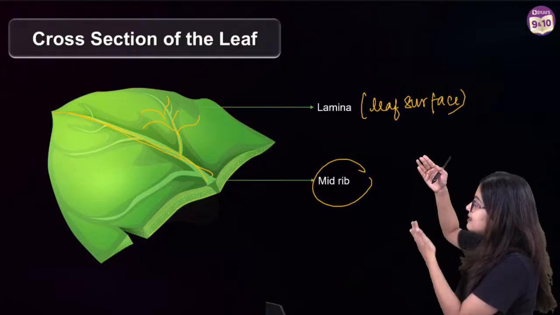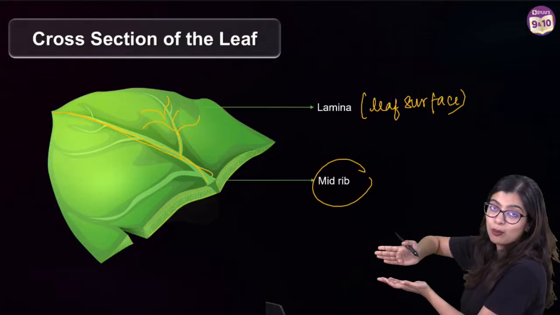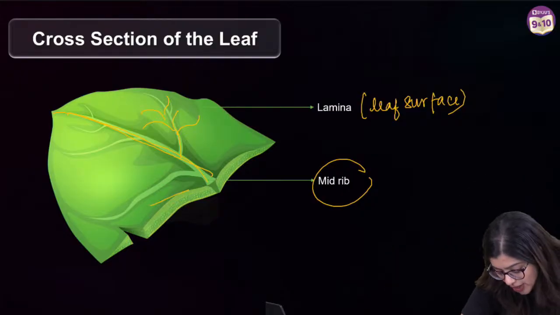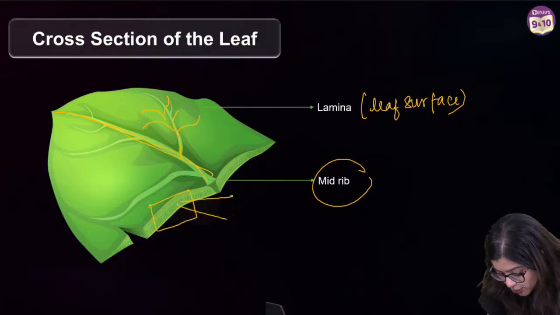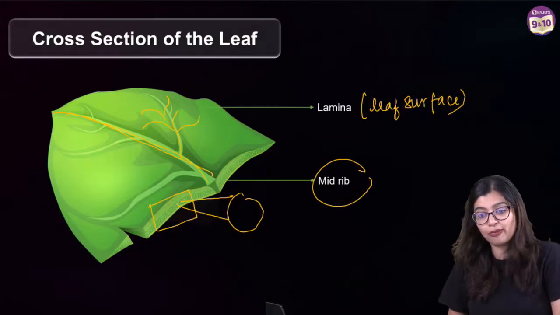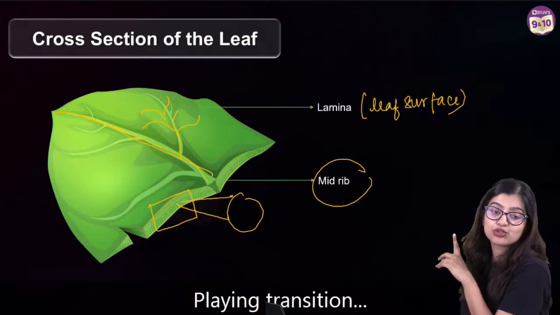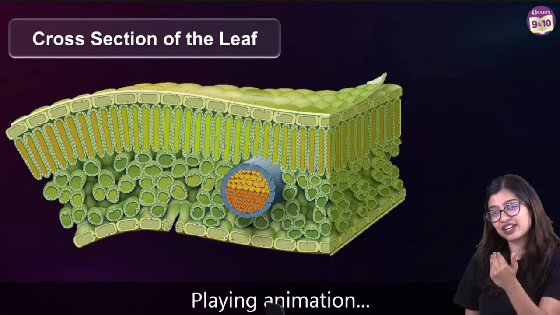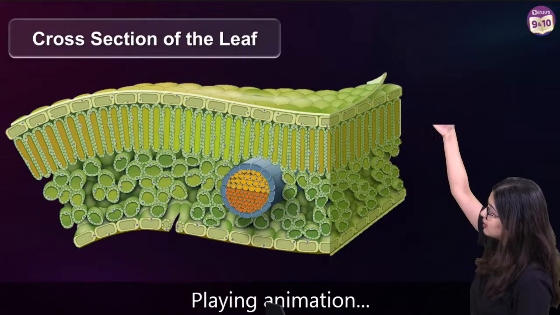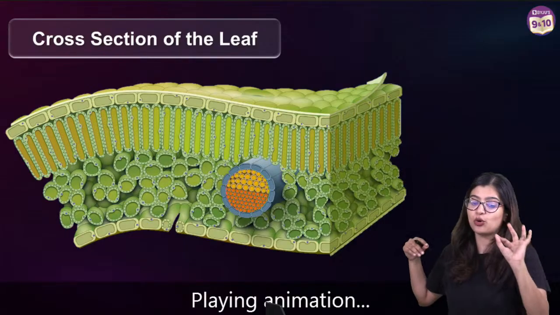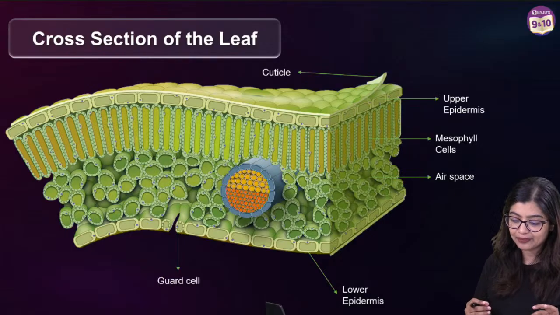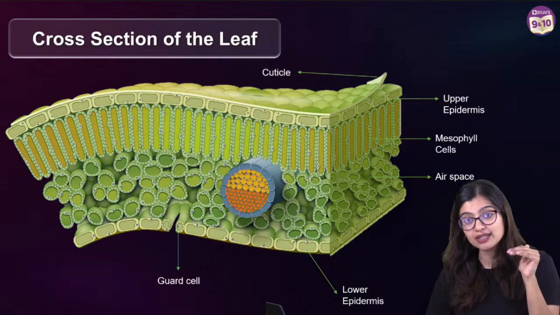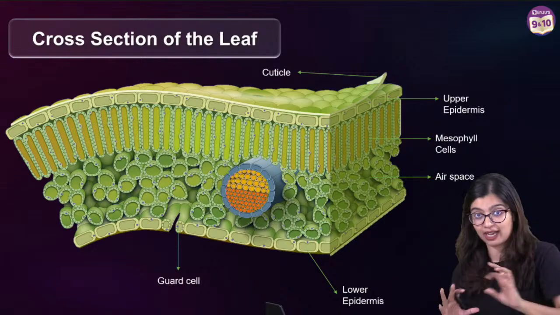But now if I were to take the same leaf and cut it from top to bottom, I am going to cut in this manner and zoom in on this part. I've cut it from top to bottom and I'm going to show you how it looks. So this right here is a cross section of the leaf, right? That means I've cut it from top to bottom and shown you how it would look. So these are the different layers or the different cells that make up the leaf.